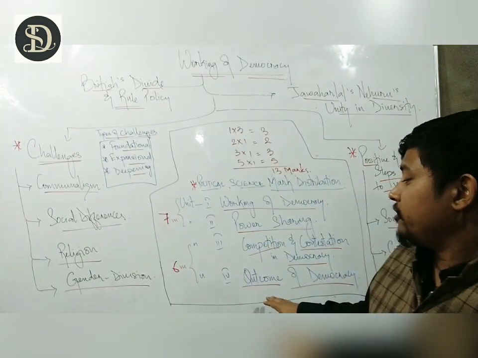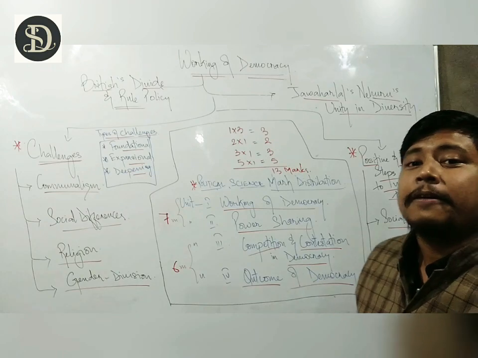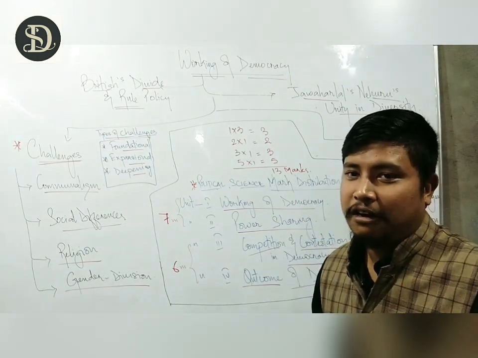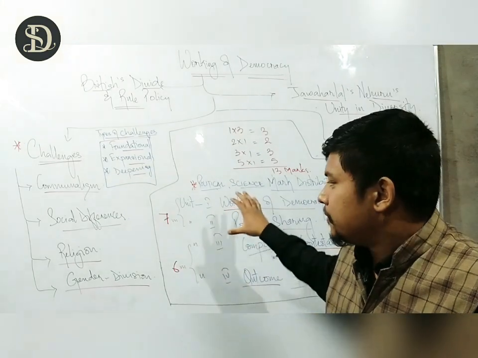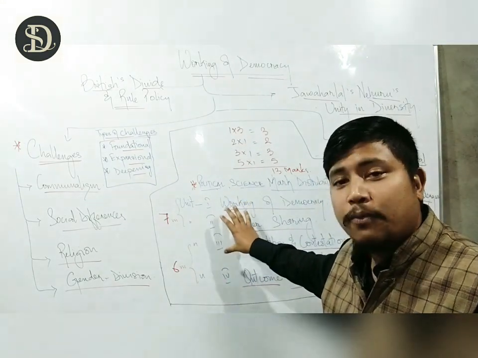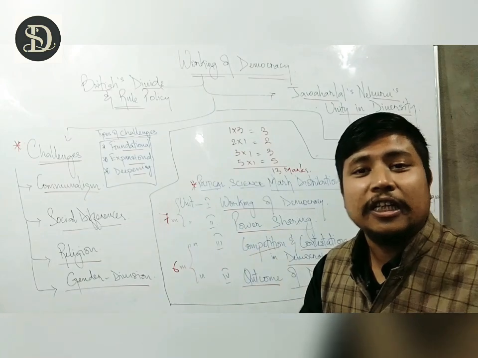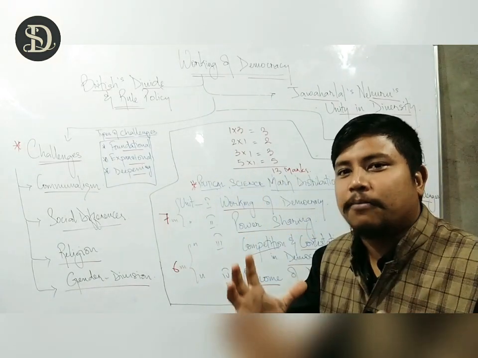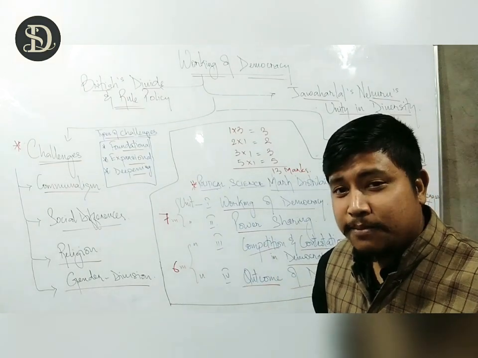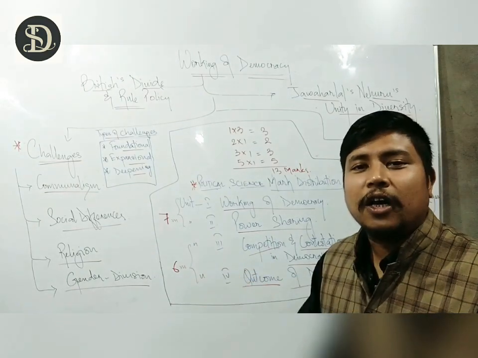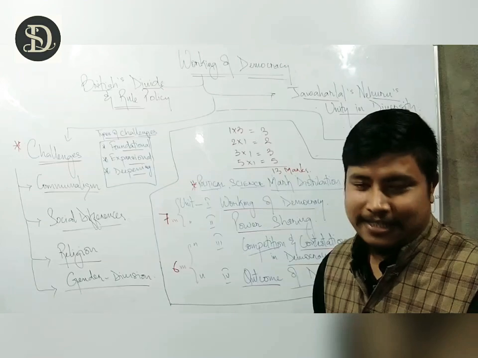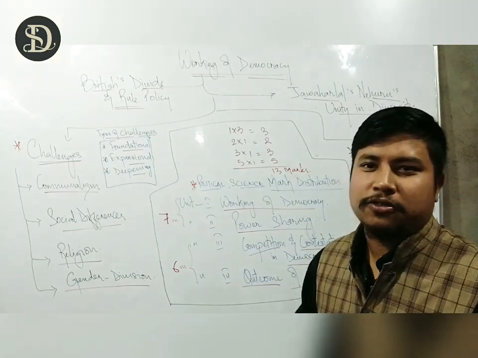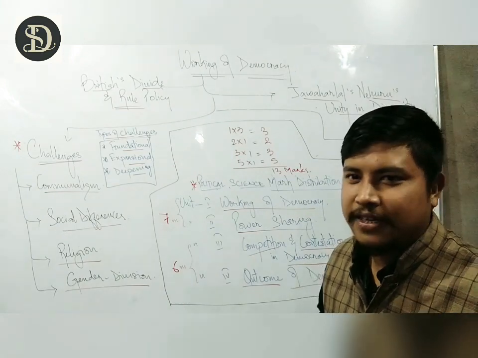And finally you come to unit number 4, outcome of democracy. This chapter is actually the conclusion of the earlier units. That means units 1, 2, and 3 teach you the mechanism of democracy. And ultimately, in unit number 4, you will learn what this democracy is, how beneficial it is, and what the advantages and disadvantages are in democracy.